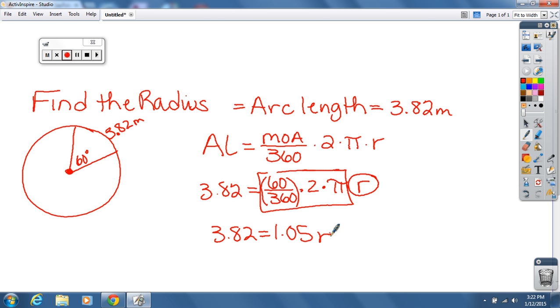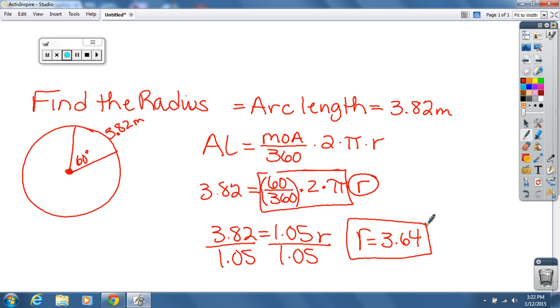And if I want to find the radius, I can divide by 1.05 on both sides, and that's going to leave me with the radius. So when I do that, I get 3.82 divided by 1.05, and I get 3.63. If I round that, it goes to 3.64. So that's my radius. That's how you're going to find a radius with the arc length.